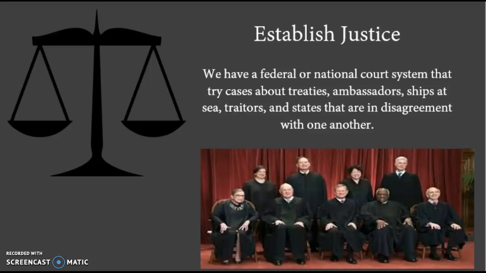Our second goal is establish justice, or fairness. We have federal or national court systems that try cases about treaties, ambassadors, ships at sea, traders, and states that are in disagreement with one another.